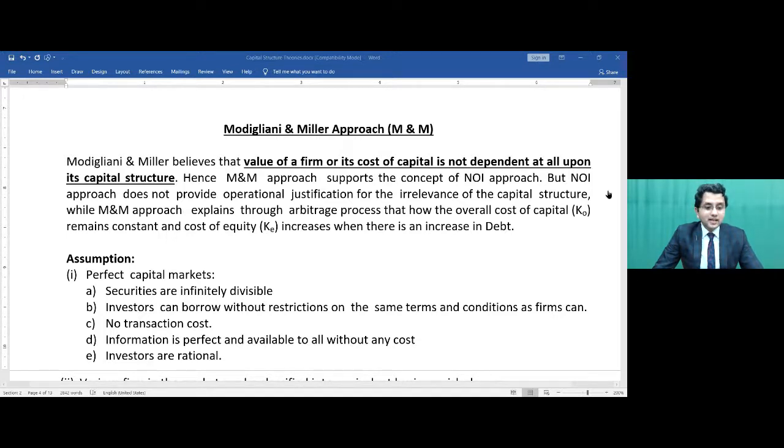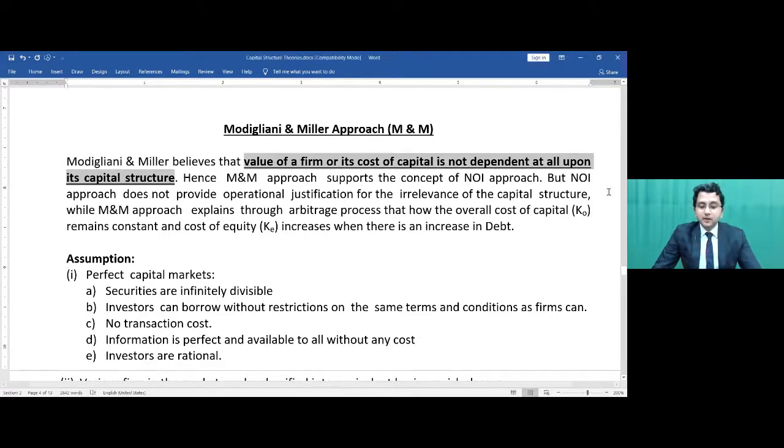How is value of debt calculated? Oh, probably you joined the session late. Value of debt is simply amount of interest divided by rate of interest. That will give you value of debt. Okay.